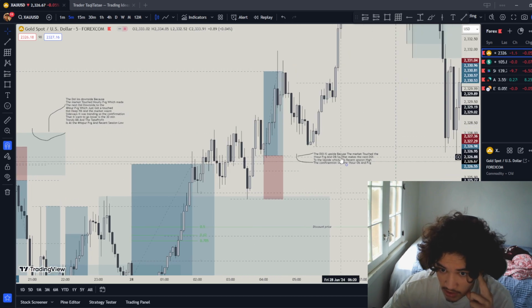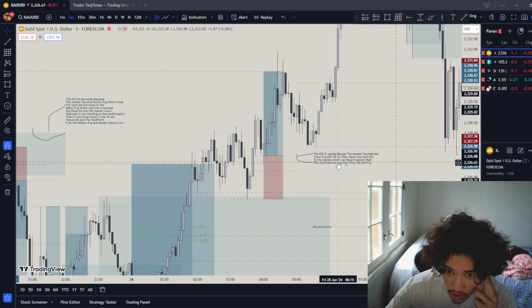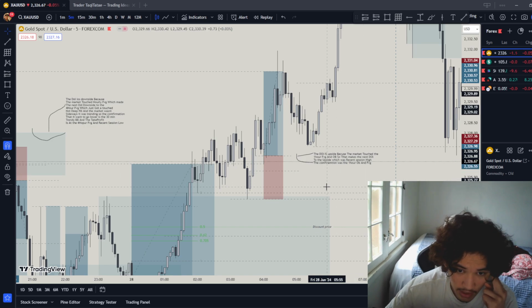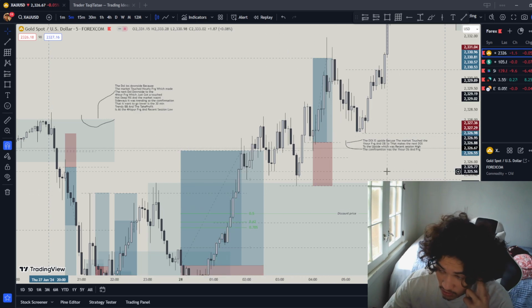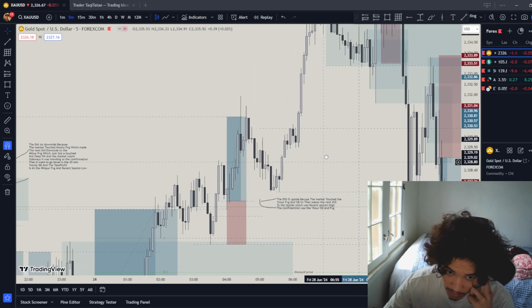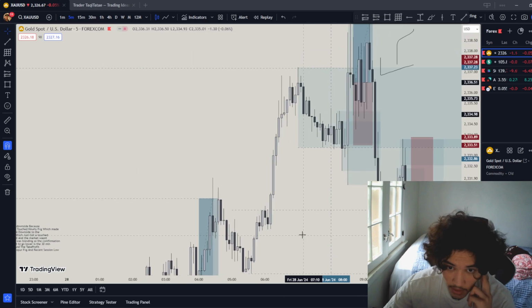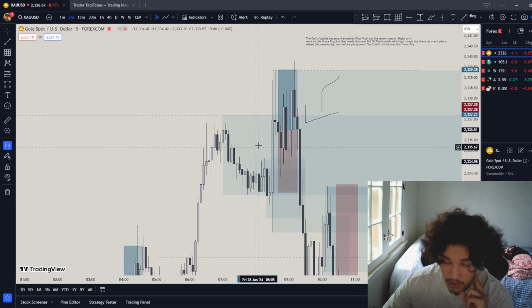The drawn liquidity was to the upside because the market touched a 1-hour fair value gap and order block. So that makes the next drawn liquidity to the upside, which was the recent session highs. The confirmation to the upside was the hourly fair value gap and order block. And why this trade was so good is that the hourly fair value gap got disrespected, right, and became an inverse fair value gap. And yeah, fast forward to today's trade.